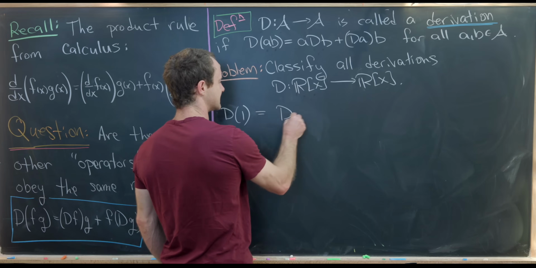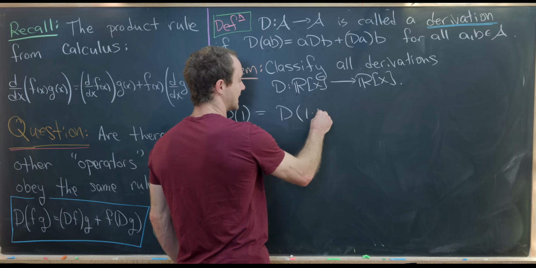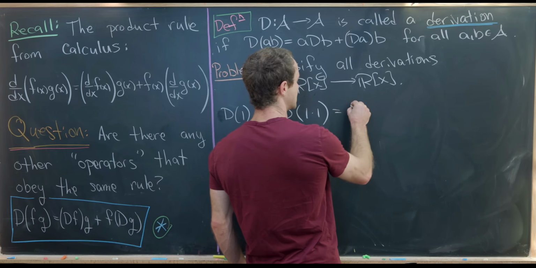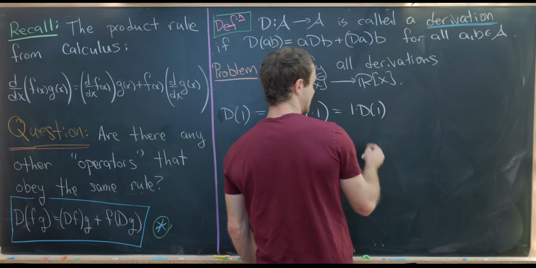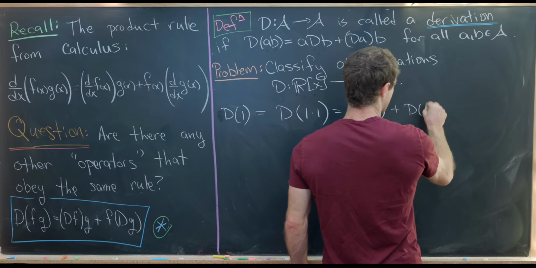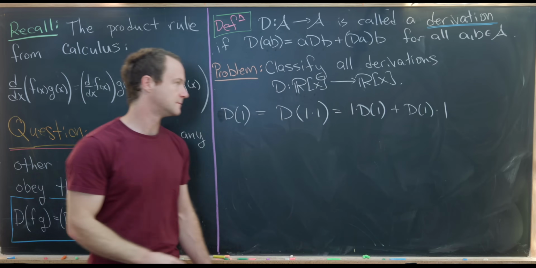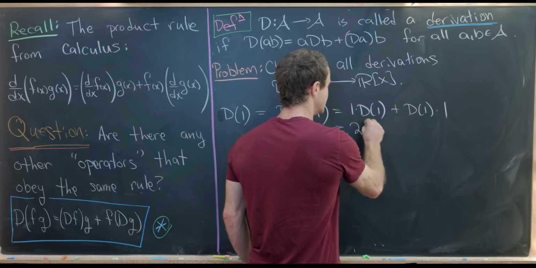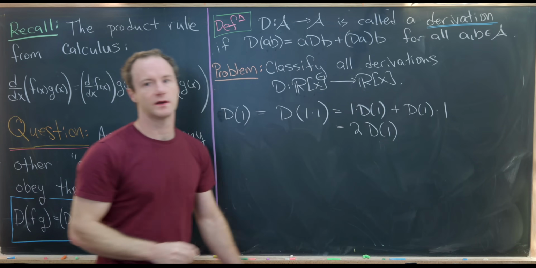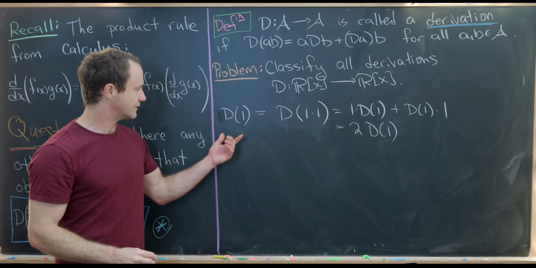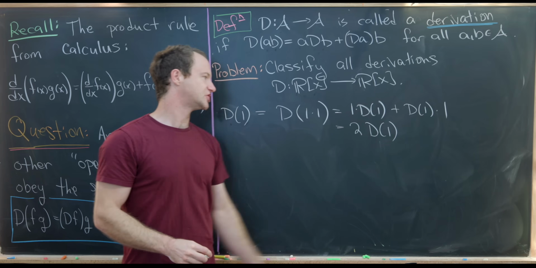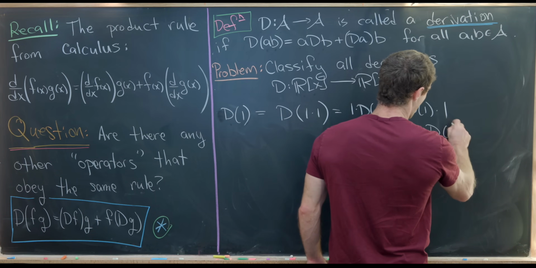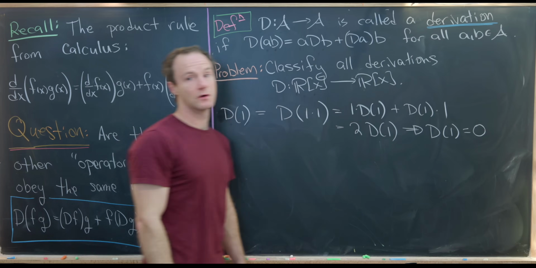Notice that's going to be the same thing as D evaluated at 1 times 1, given that 1 is 1 times 1. But that's going to be 1 times D evaluated at 1 plus D evaluated at 1 times 1, because that's a derivation. But that is equal to 2 times D evaluated at 1. So let's look at the equation that we've built. D evaluated at 1 is 2 times D evaluated at 1. That means that D of 1 is equal to 0.